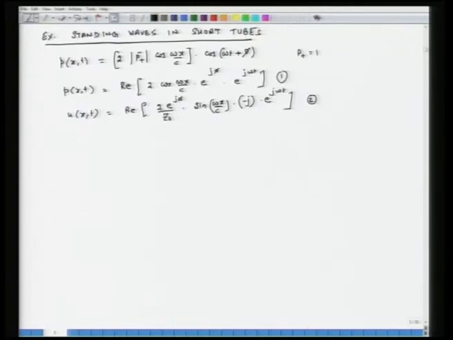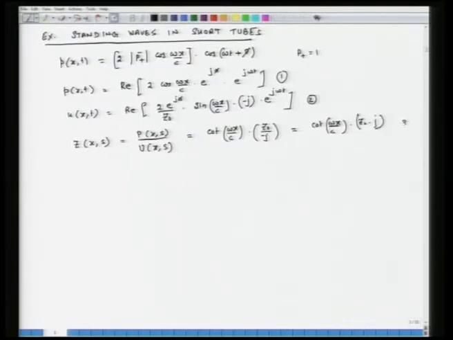From equations 1 and 2, I can develop a relation for specific acoustic impedance. Z(x,s), where s is my complex frequency, is basically the function P(x,s) over U(x,s), and that is basically all the terms in the brackets. If I strip them off from e to the j omega t and take the ratios, what I am left with is cotangent of omega x over c times Z naught over minus j, and I can rewrite this as cotangent of omega x over c times Z naught times j. So that is equation 3.